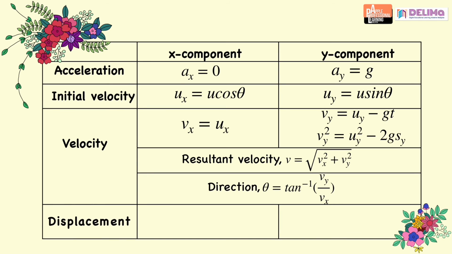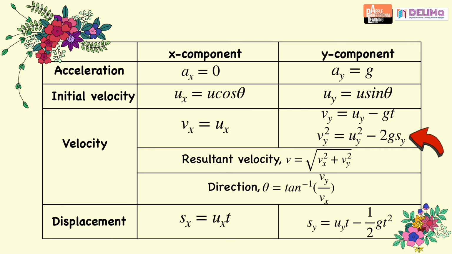And the fourth physical quantity is displacement. Horizontal displacement or range Sx equals Uxt, while vertical displacement Sy equals Uyt minus half gt squared. Or we can use the equation Vy squared equal to Uy squared minus 2gSy to find the vertical displacement.